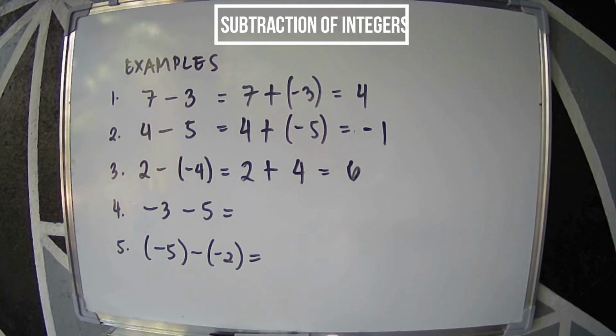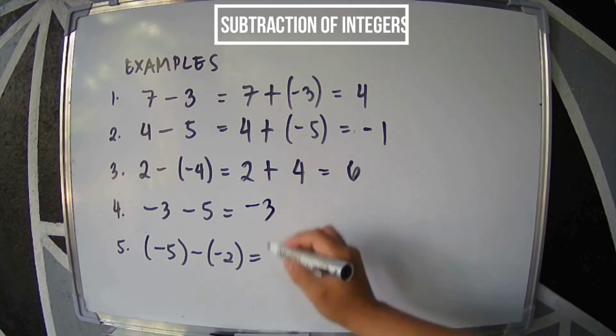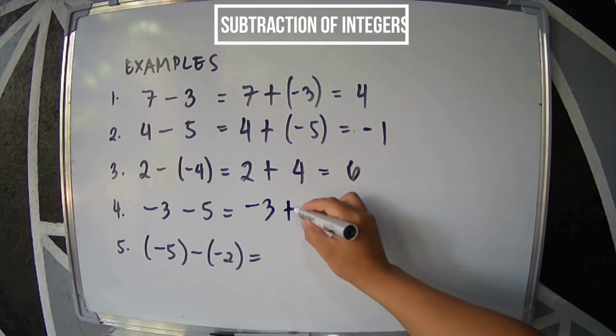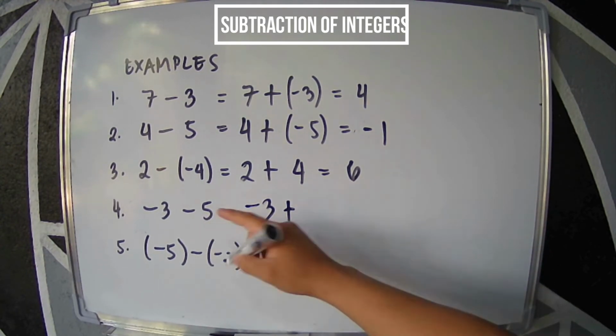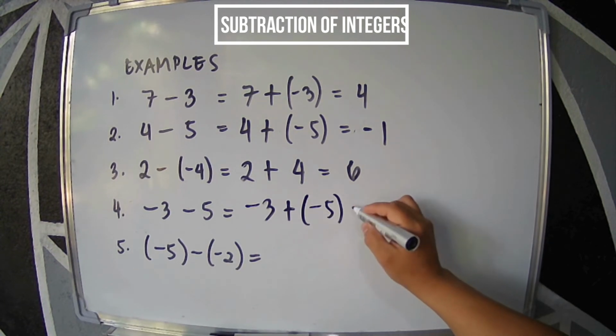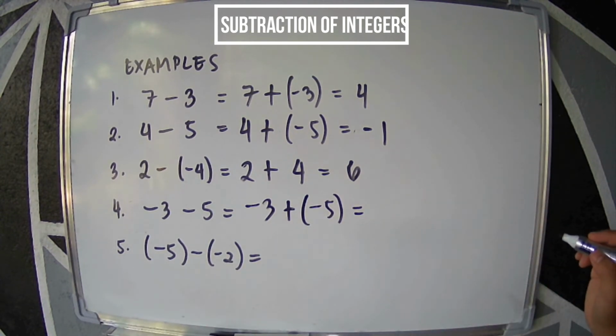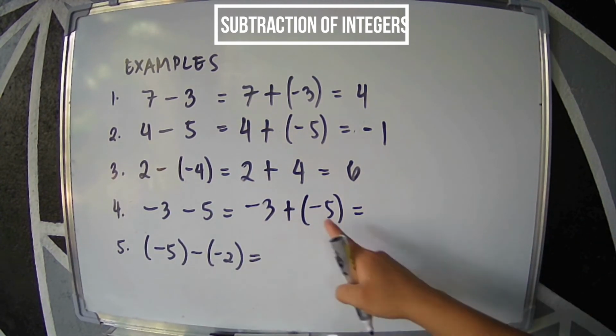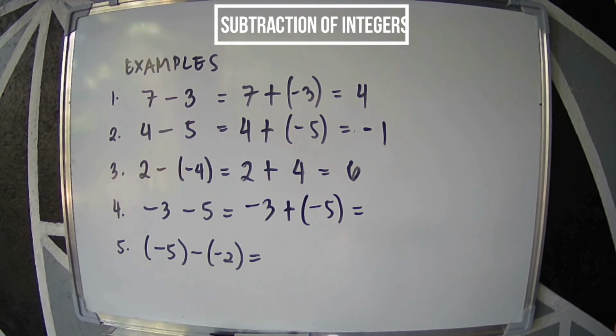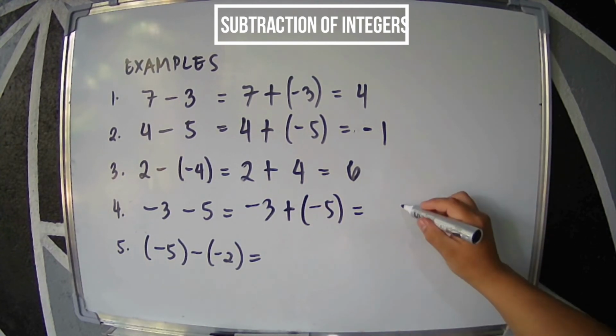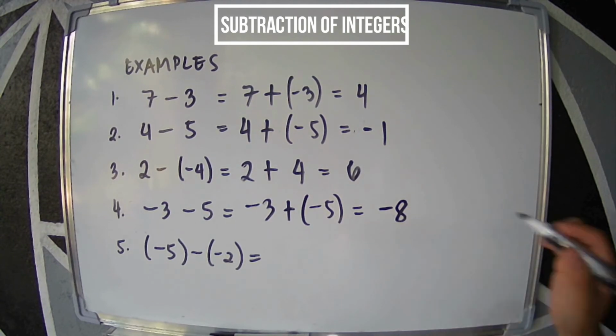Number 4, negative 3 minus 5. Keep the first number, change minus to plus, take the opposite of 5, which is negative 5. Again, follow the addition rule. Negative 3 plus negative 5, you're adding two numbers having the same signs, which are negative. So 3 plus 5, that is 8, and then keep the sign negative.